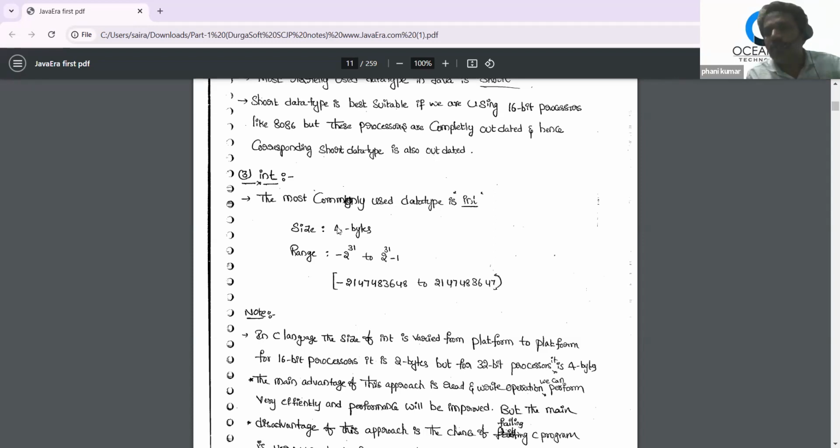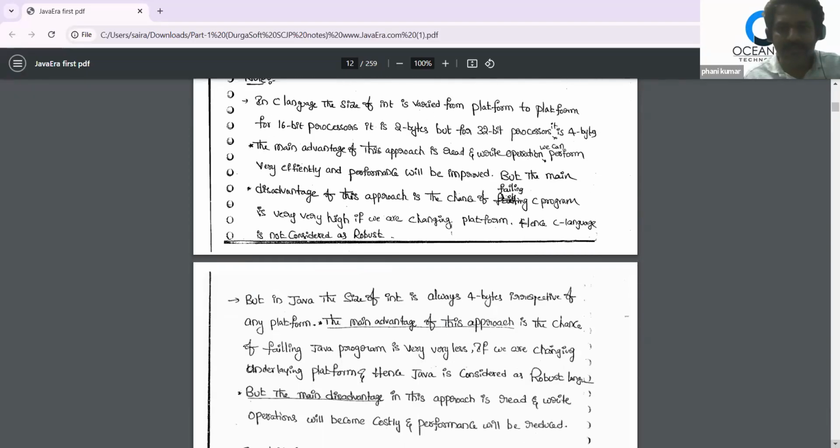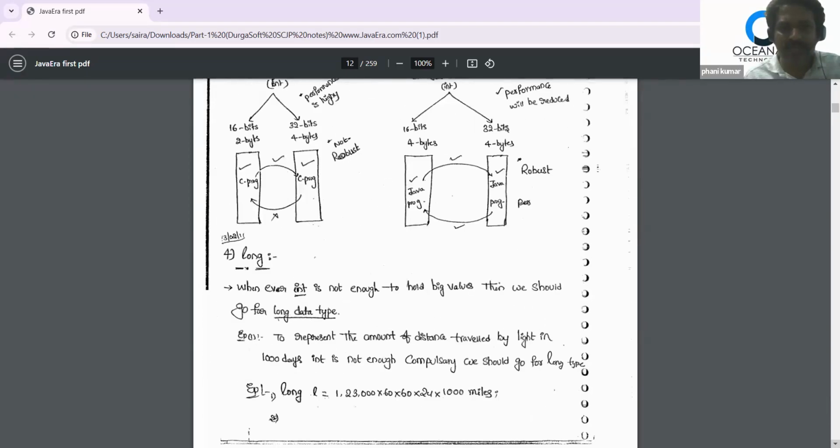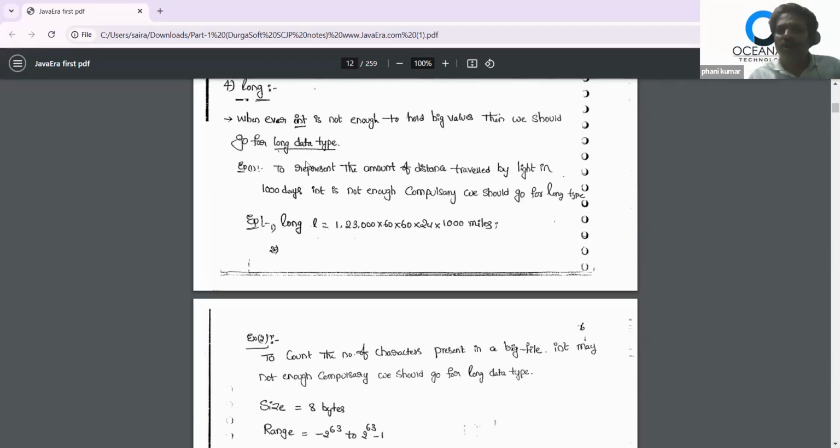C supports the ASCII code structure, Java supports the Unicode structure. ASCII code means only the English language, Unicode means 24 supported languages. So in the Unicode structure, it takes 4 bytes. So the size of integer is 4 bytes, and the most used data type for numeric programming is integer. Clear? And next, the type is the long data type.